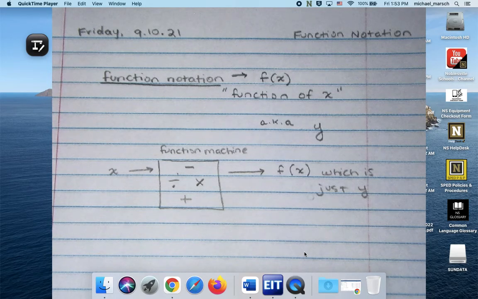So we're going to practice using function notation to evaluate functions. It's really exciting stuff.